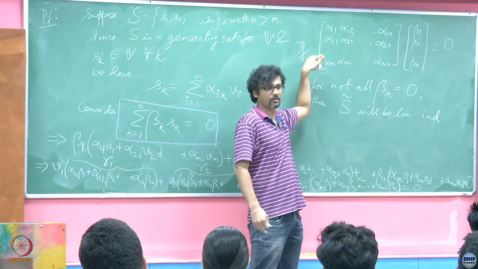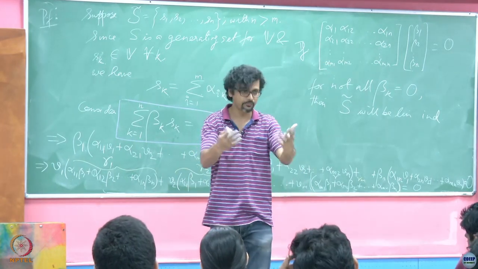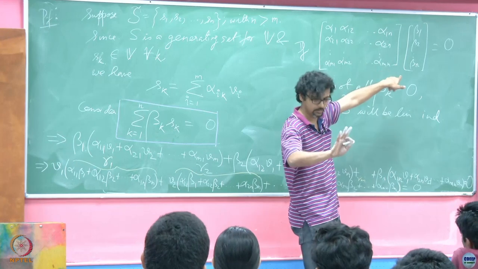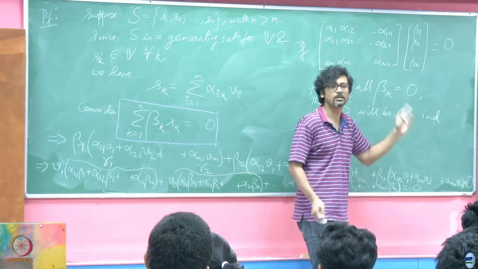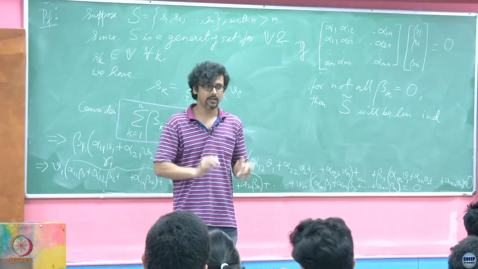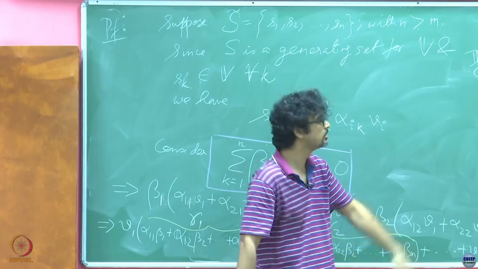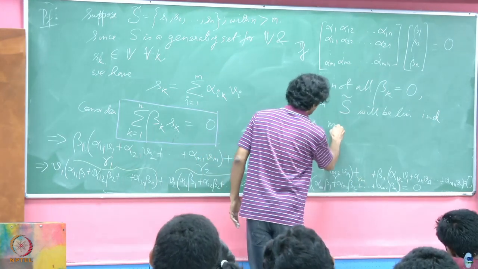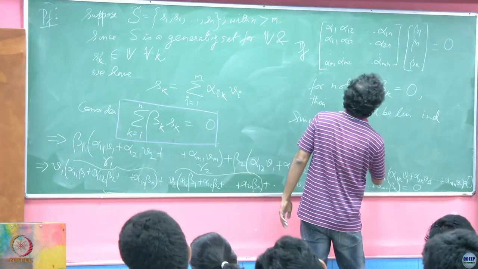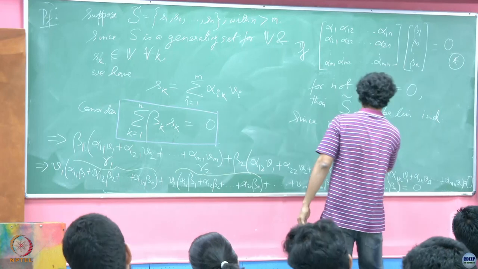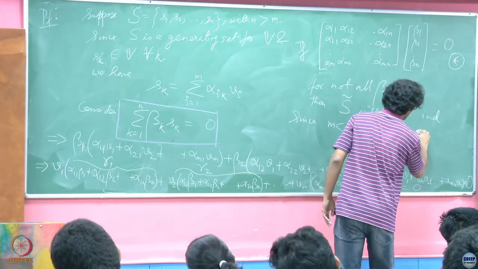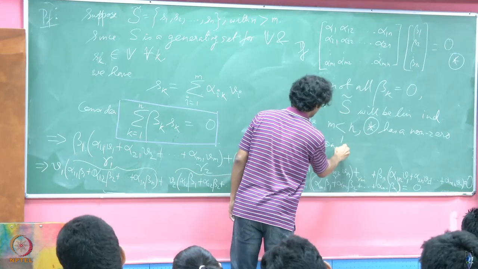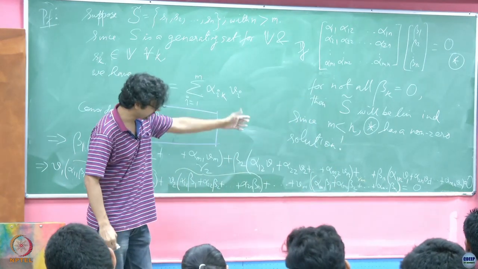It has more columns than rows, and therefore, just to refresh your memory on the argument, it can have at most m leading ones, at most a row rank of m, or a rank of m as well. Therefore, since n is greater than m, it must have at least n minus m free variables. If it must have n minus m free variables, there does exist a non-zero solution to the equation Ax equal to 0. So since m is strictly less than n, let's call this equation star. Star has a non-zero or non-trivial solution.